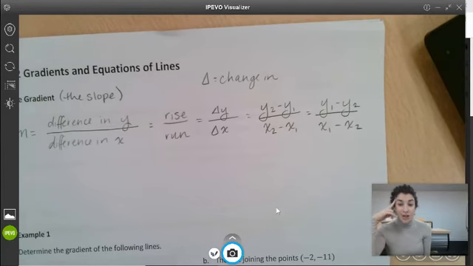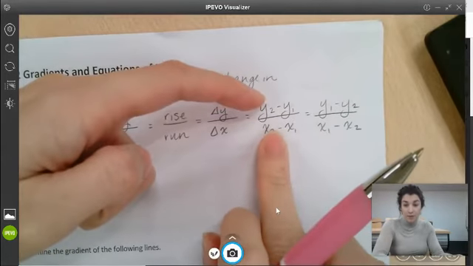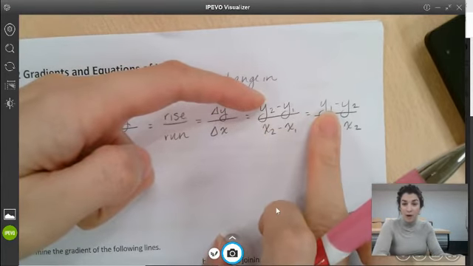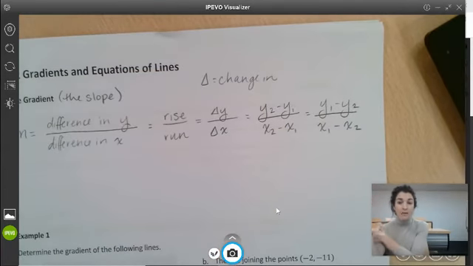The only thing that's going to change is the sign, if you flip the top and then don't flip the bottom. So if I did y1 minus y2 over x2 minus x1, what it will change is the sign. If it's positive, it'll become negative. If it's negative, it'll become positive. And so that's just something to be aware of.